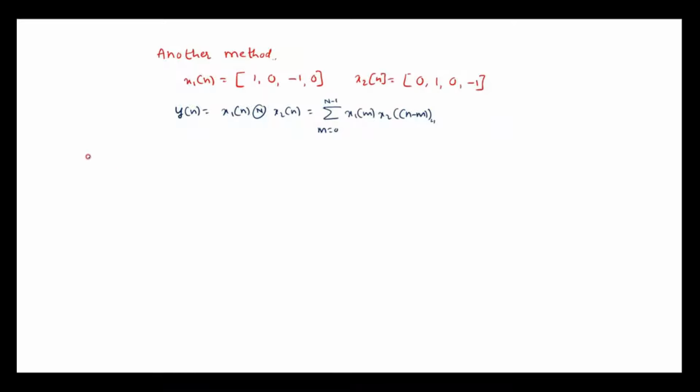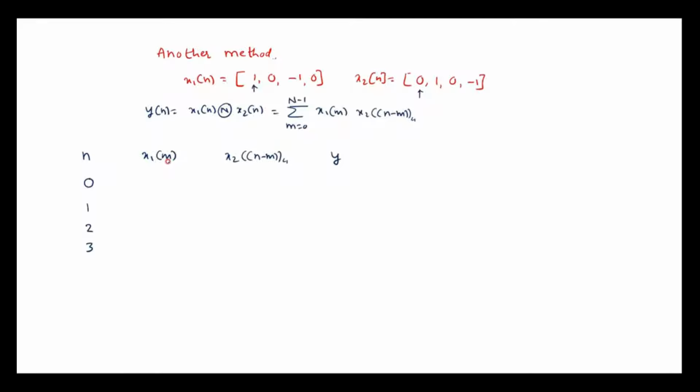That is, the first column is n, the second column is x1 of m, the third column is x2 of n minus m, and the fourth column is y. As we know, the value of n varies from 0 to 3, that is for n equal to 0, 1, 2, 3.